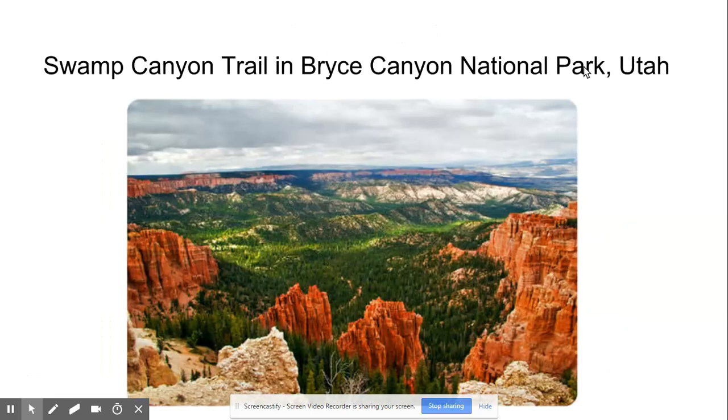Before we do that, look at this picture here of the Swamp Canyon Trail in Bryce Canyon National Park, Utah. You can see in this picture, there's some rugged canyon walls and a deep valley below. The terrain has many steep cliffs with high and low points between the cliffs.